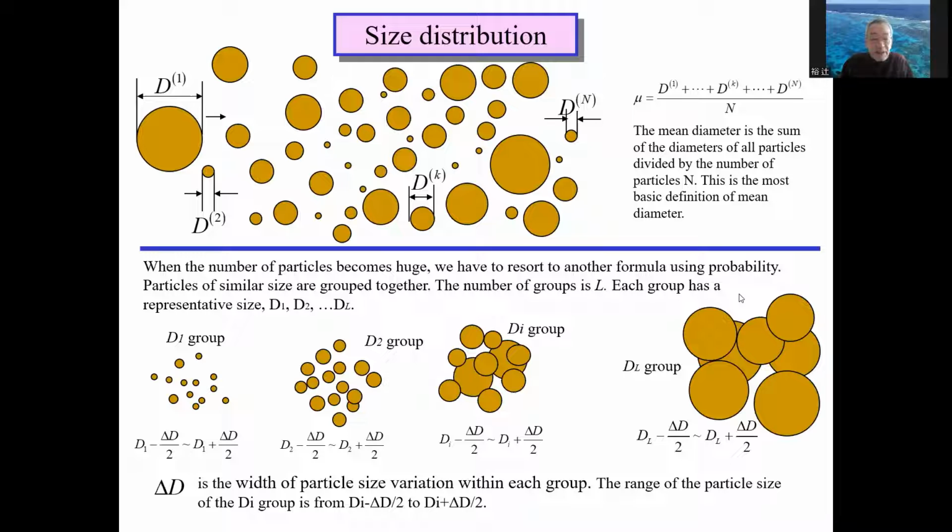The representative size is the size of the center. The Di group contains particles with size ranging from Di minus half delta D to Di plus half delta D. Let's assume in the following formulation that all particles in the same group have the same representative size. In the next page, I will derive the equation of mean size by using this assumption.